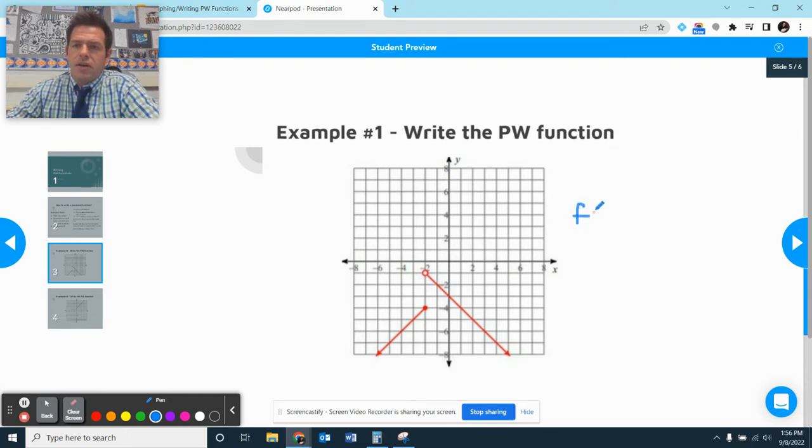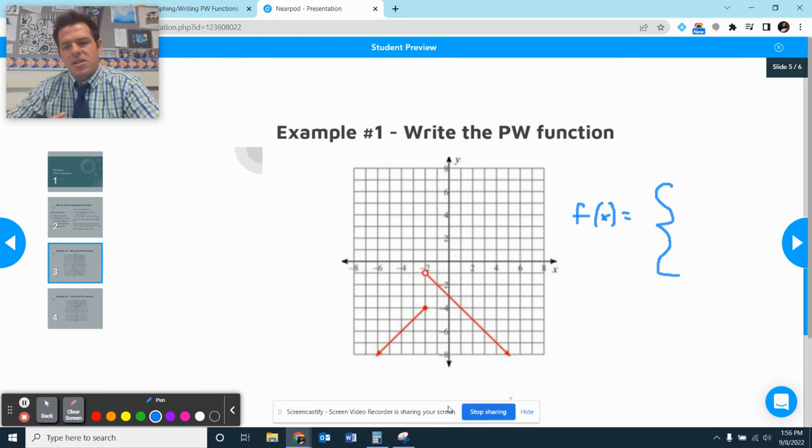So I see two pieces here. I want to start off by writing that f of x. That's always going to hold true. I'm going to have that equal sign. And I need to understand that I have two pieces. Let's work left to right.